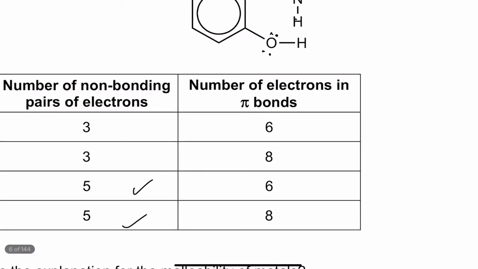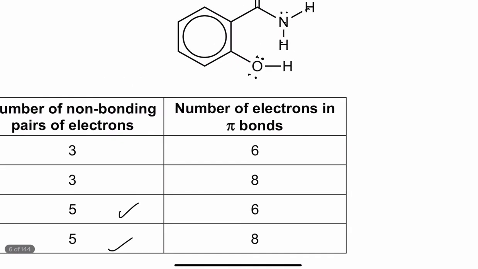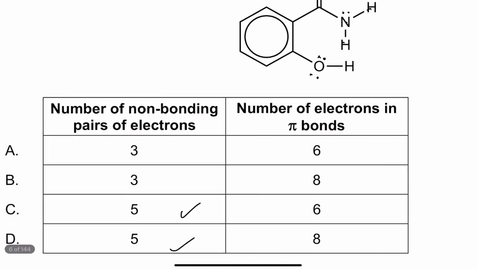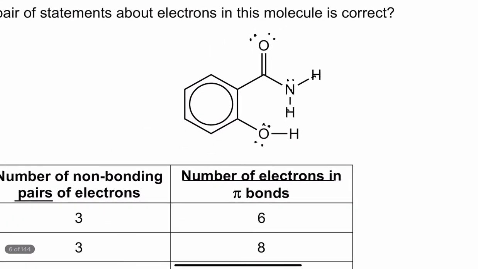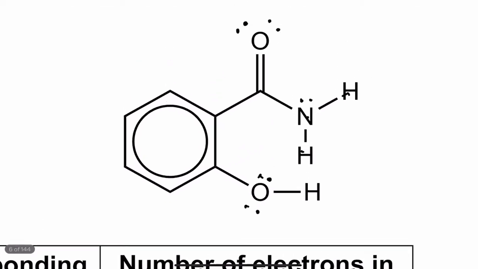And now electrons in pi bonds. So it says number of electrons here. And note that it says pairs of electrons here, number of electrons here. They'll try and catch you on this because they know that some people will not be looking at the number of electrons. They'll just be looking at the pairs, or just the number of bonds. So you have to make sure you're counting the number of electrons in pi bonds.